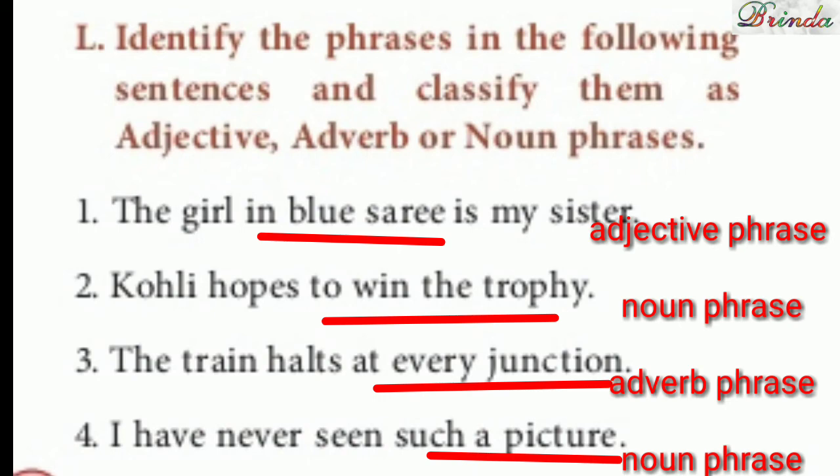Next one. Kohli hopes to win the trophy. So here to win the trophy is noun phrase. Third one, the train halts at every junction. So here at every junction is adverb phrase.